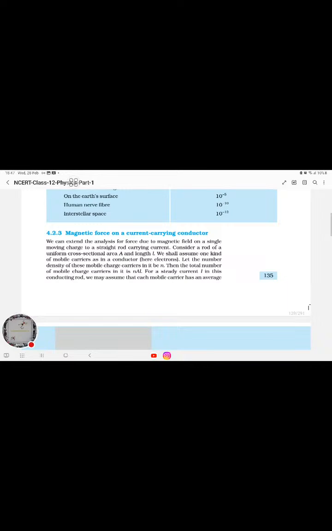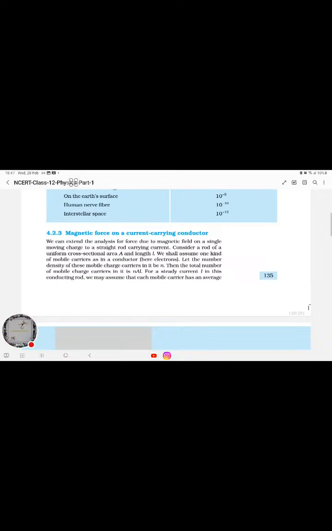So basically I'm considering a rod with cross-sectional area A and length L, and the number density of the mobile charge carriers in it is n. Then the total number of mobile charge carriers is going to be n multiplied by the volume, and the volume is the area of cross section multiplied by the length.